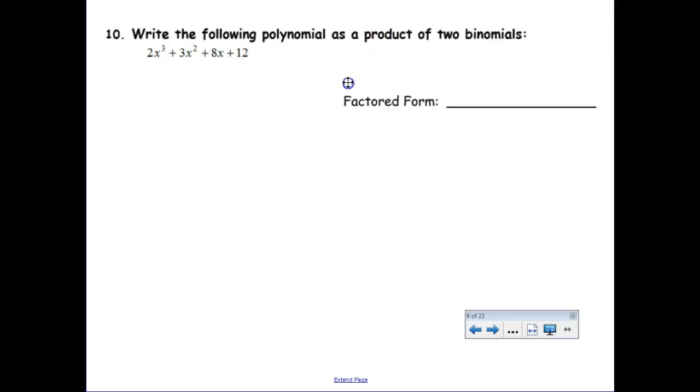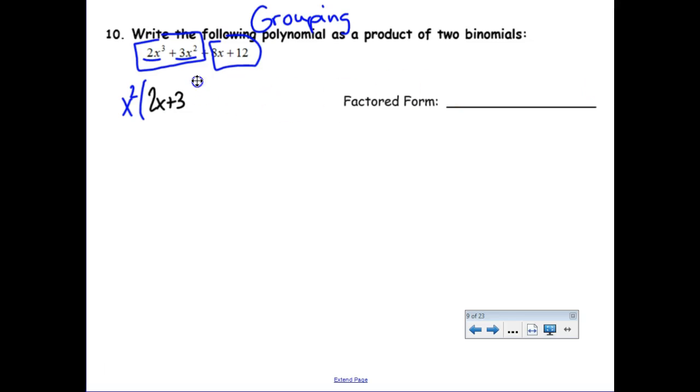So they want me to factor this 4-term polynomial. We're going to use what's called grouping. You do not get to use your flowchart, so you have to know that. You group the first 2, and then you group the last 2, and you take out the common factor for each group. This group here has a common x squared that you could take out. When you divide by x squared, you still have a 2x plus 3. So we're undistributing that x squared.